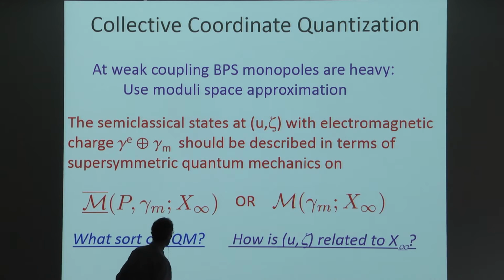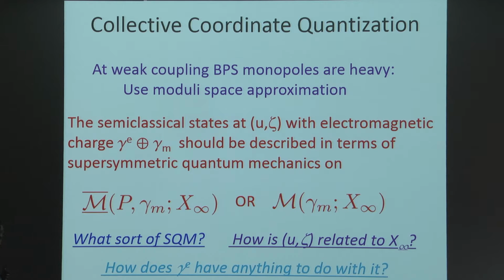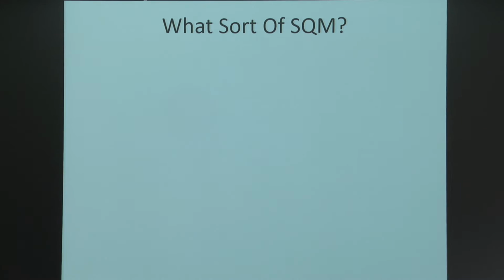So where were we? We had the 3 questions. What sort of quantum mechanics? How is zeta related to X infinity? And how does gamma E have anything to do with it? And then people started asking me questions. But let's focus on these 3 questions. So what sort of quantum mechanics? That's where we left off.